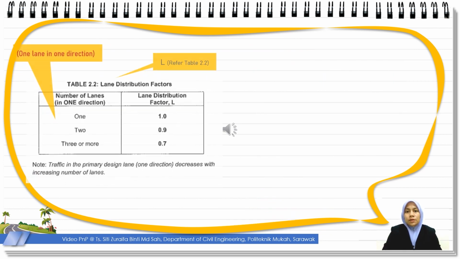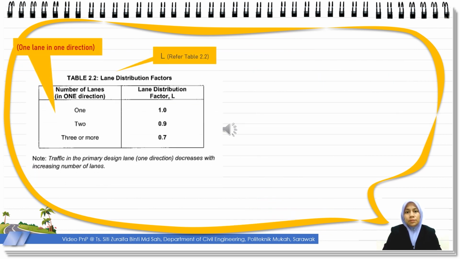By referring to table 2.2, named lane distribution factor, you can see if the number of lanes in one direction is 1, the value of lane distribution factor L you can get is 1.0. If the number of lanes is 2, the value of lane distribution factor you can get is 0.9. From the question before, it shows that the value of L is 1.0.